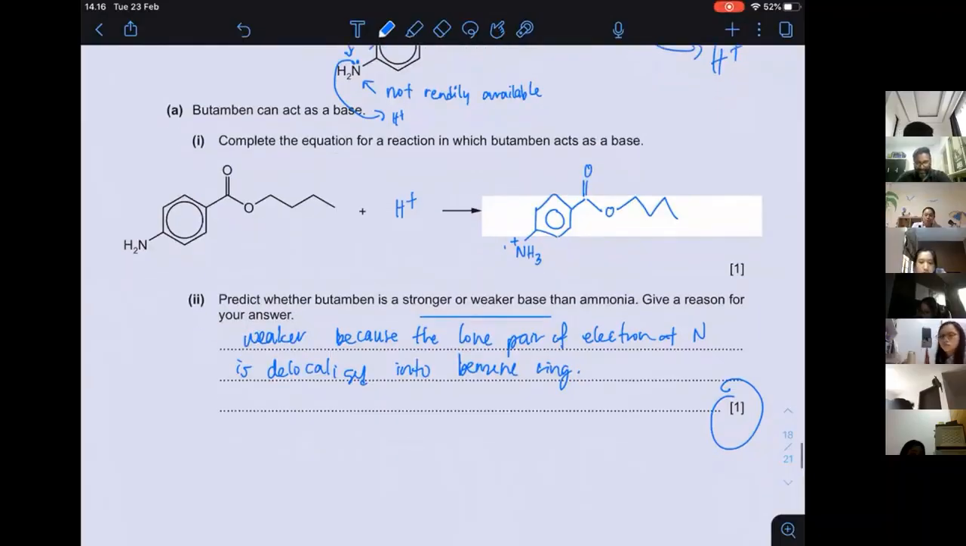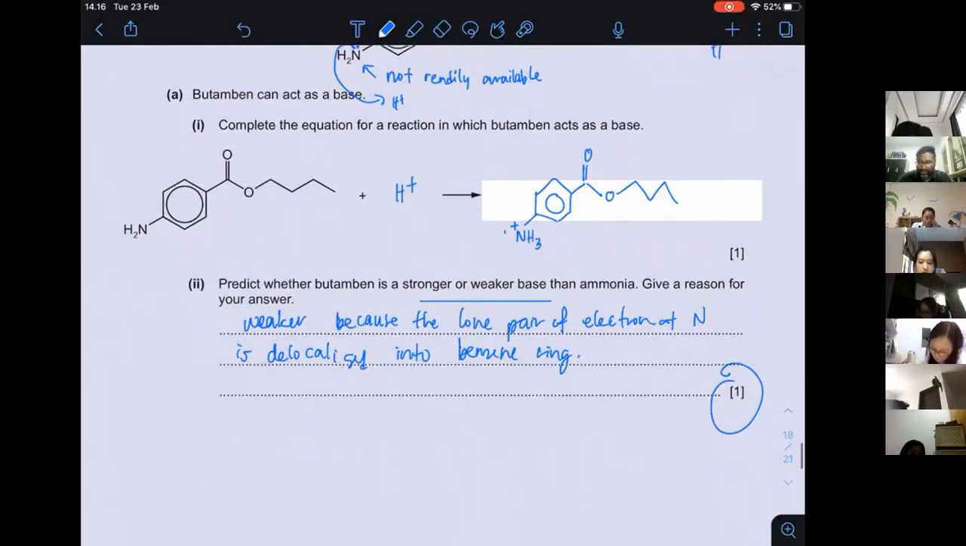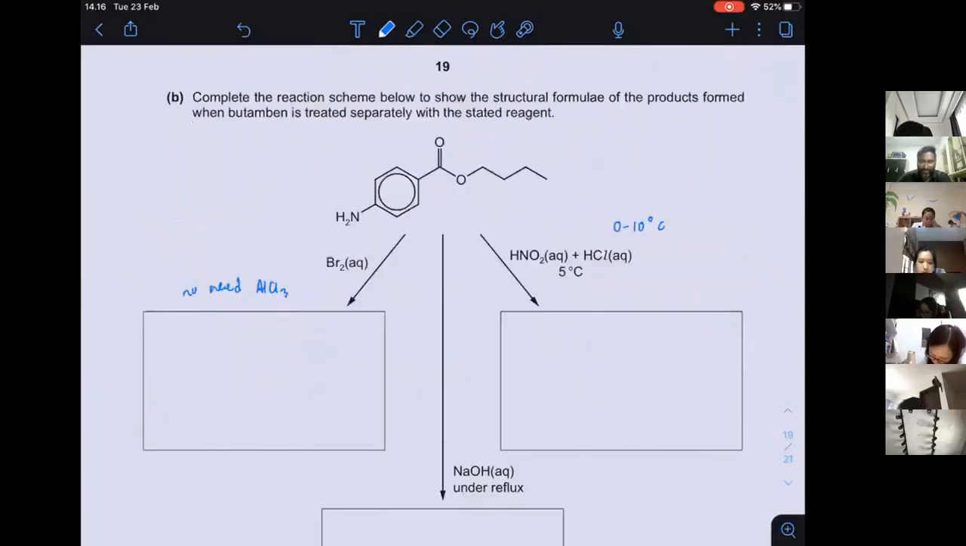Now complete the reaction scheme below to show the structural formula of the products when butanban is treated separately with the stated reagent. Now if you look at Br2 over here, the first thing you will be thinking is, where does the Br2 go? Because I don't have any double bond over here, if it is just aqueous Br2 at room temperature, how can the reaction continue? The reaction will continue because normally we think that if you have Br2, we need a halogen carrier, but you do not need a halogen carrier because of the presence of NH2 over there.